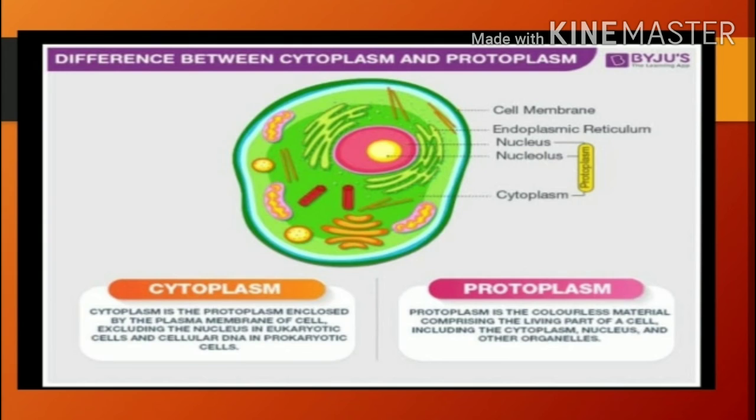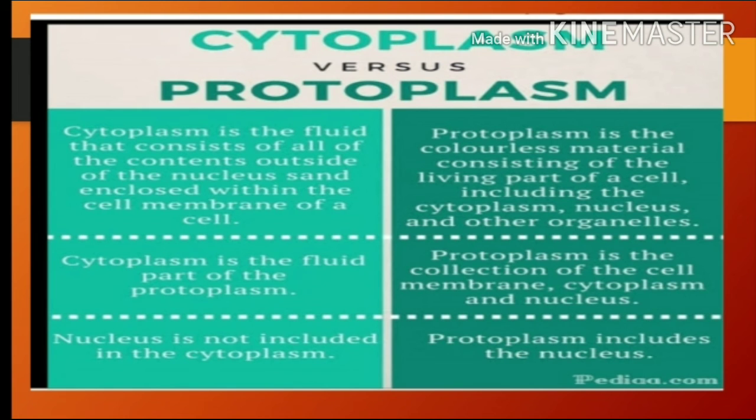Everything they are comprising the protoplasm. So here you can understand the difference between these two. Cytoplasm is the protoplasm which contains everything, right? And protoplasm is comprising the cytoplasm. So there is even a mixture between these two cell organelles. Okay, now let us see the differences.